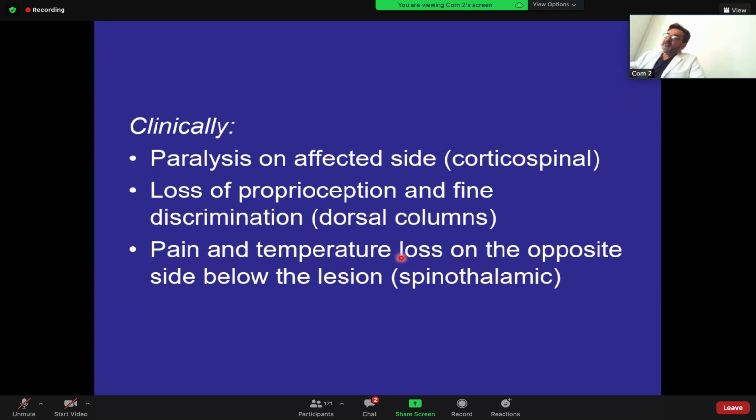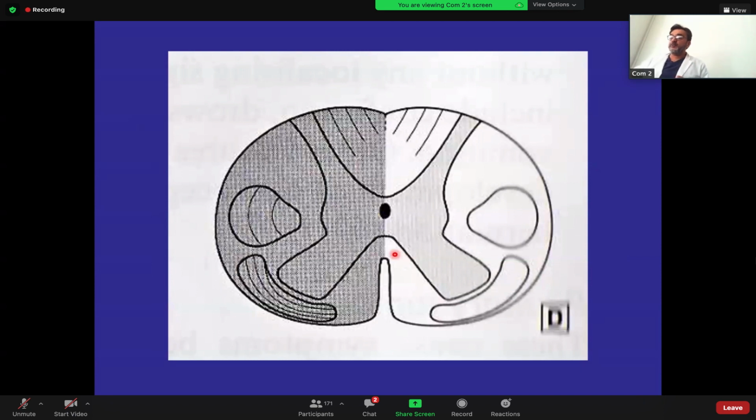But below the level of the lesion, these tracts, the spinothalamic tracts, are representing the other side of the body. So pain and temperature below the level of the lesion would be lost on the contralateral side. Then in the dorsal column, you have the dorsal column tracts, which are responsible for two-point discrimination, vibration, and proprioception. So below the level of the lesion, you would have loss of two-point discrimination, vibration, and proprioception. So those type of things are going to be seen. So let us discuss this. This is what we are talking about.